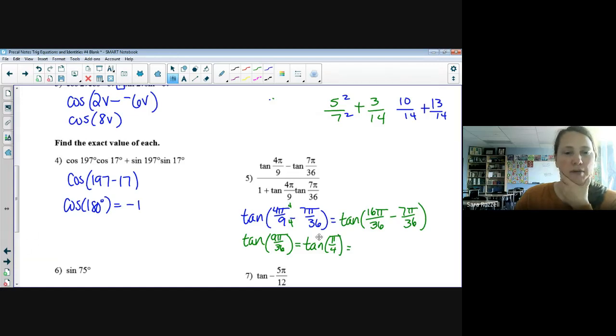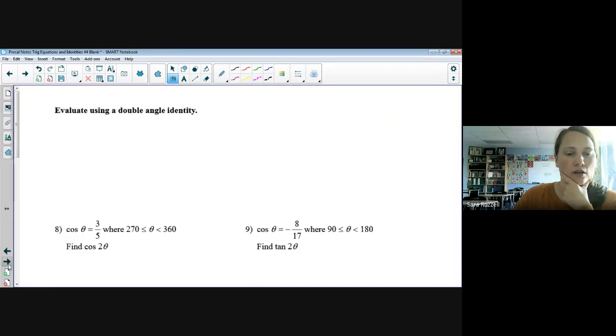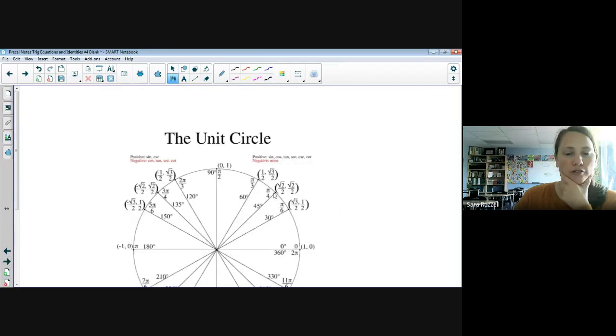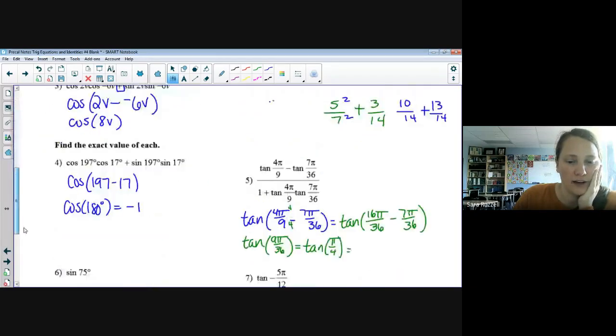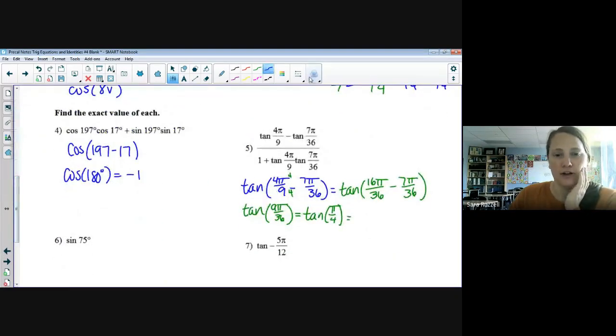And tangent of pi over 4, that's one of the ones we do all the time. That's our y over x. They're the exact same thing. So when you divide them, what's your number going to be? 1, right? All the tangent of pi over 4s or 3 pi or 5 pi or whatever, they're all going to be a 1 or a negative 1.